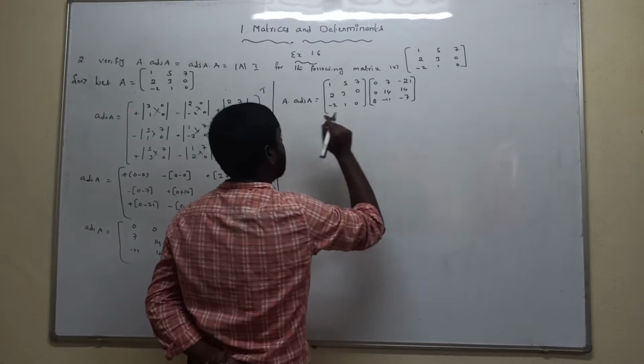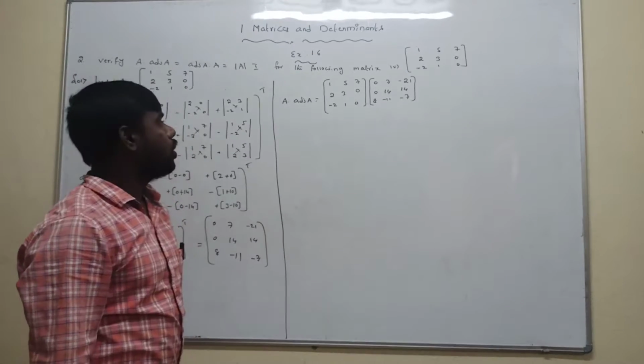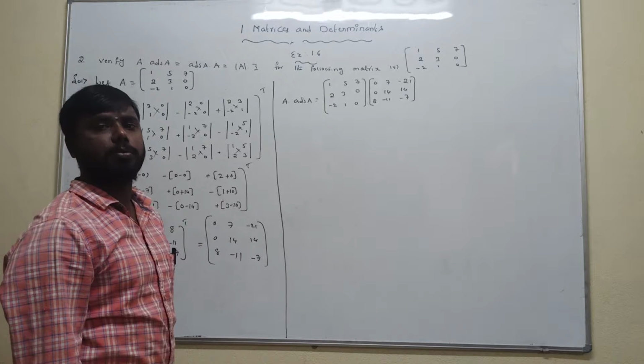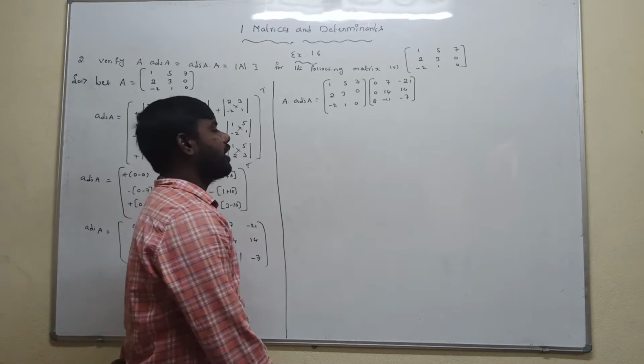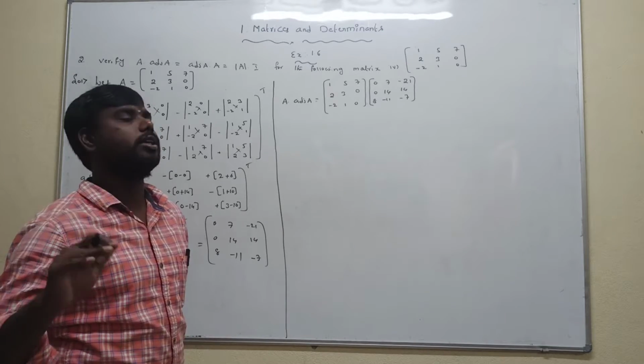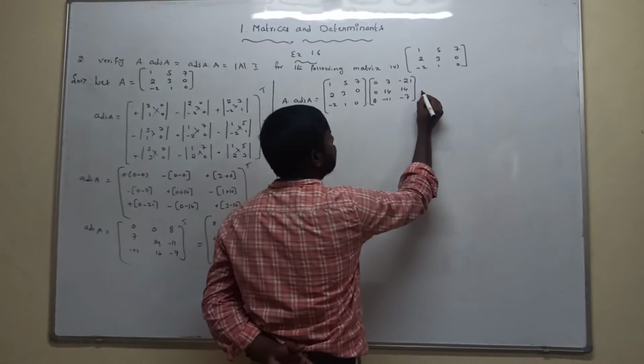Observe here, the order of matrix A is 3 by 3, so the adjoint of A is also a 3 by 3 matrix. The number of columns in the first matrix is equal to the number of rows in the second matrix. So finally we get the order of the matrix as 3 by 3. Now you can simplify this one.